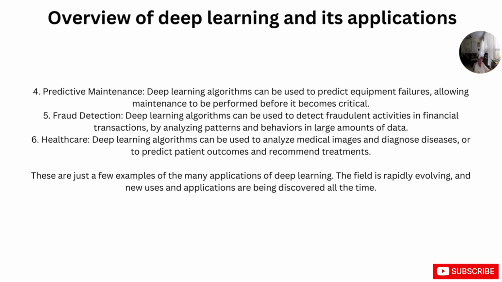Deep learning algorithms can be used to detect fraudulent activities in financial transactions by analyzing patterns and behaviors in large amounts of data. Number six, healthcare. Deep learning algorithms can be used to analyze medical images and diagnose diseases, or to predict patient outcomes and recommend treatments.